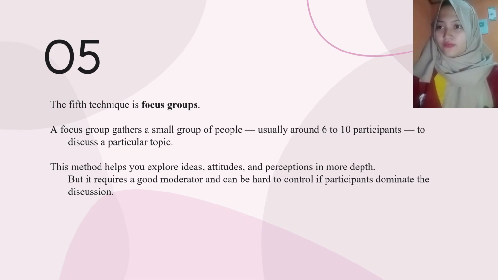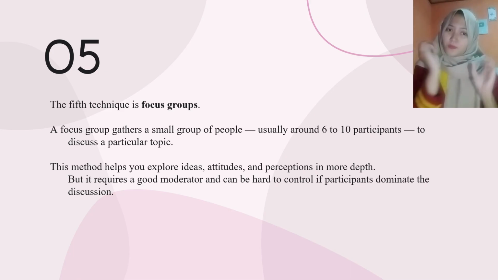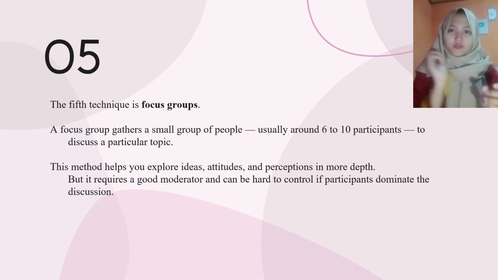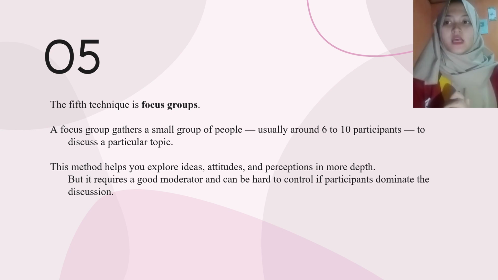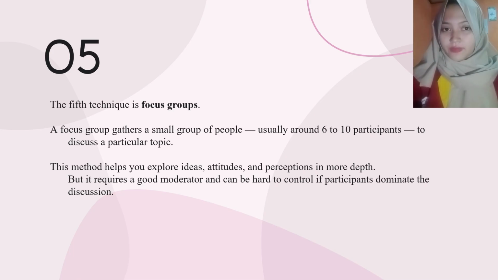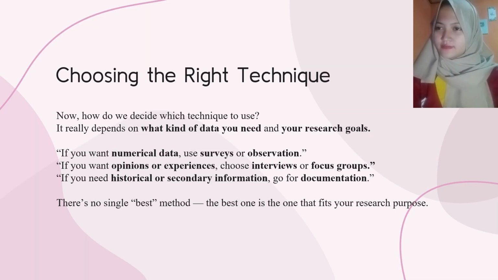Number 5, the fifth technique is focus group. A focus group gathers a small group of people, usually around 6 to 10 participants, to discuss particular topics. This method helps you explore ideas, attitudes, and perceptions in more depth, but it requires a good moderator and can be hard to control if participants dominate the discussion.